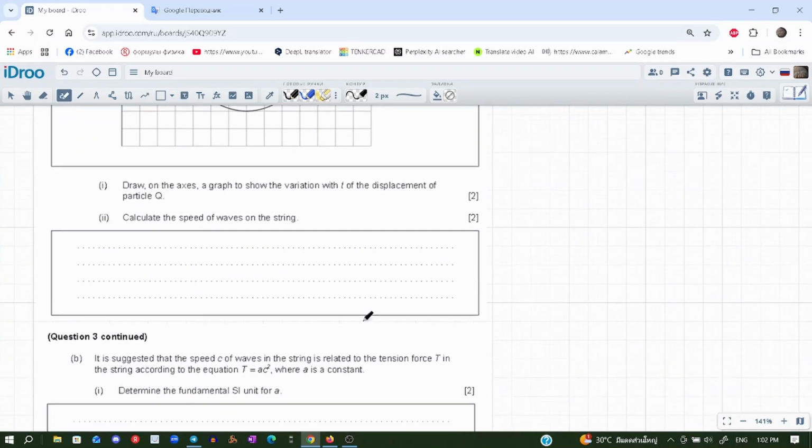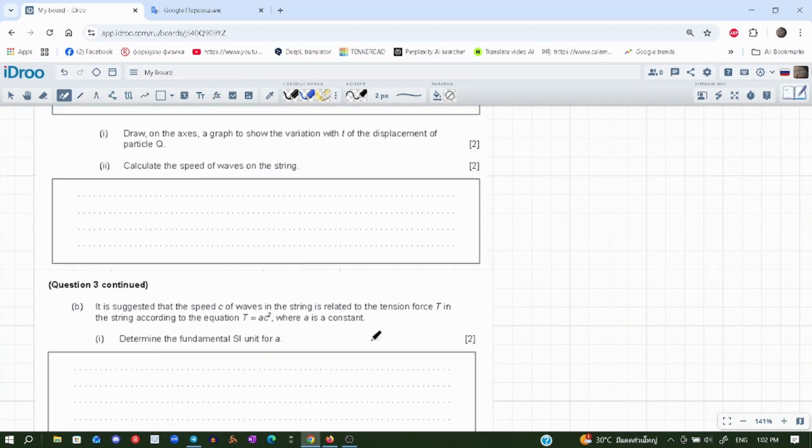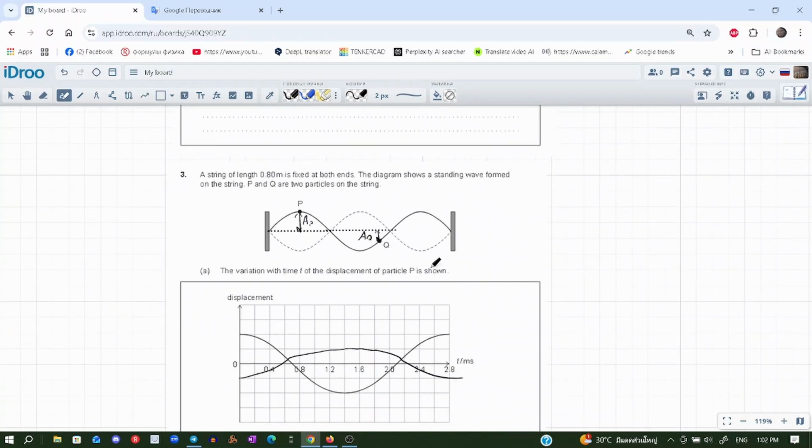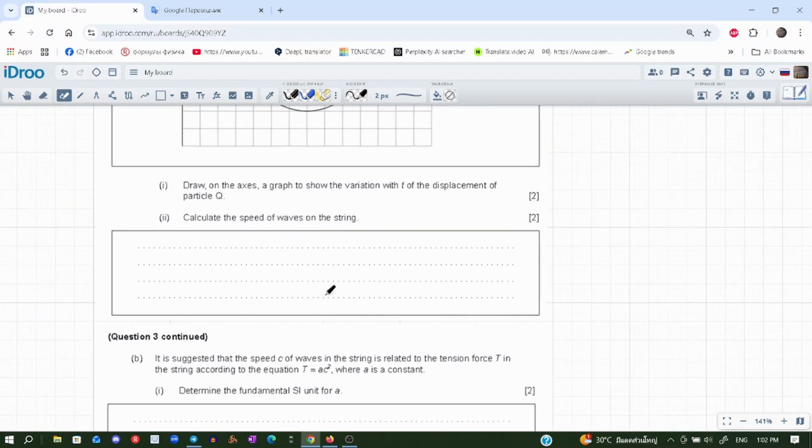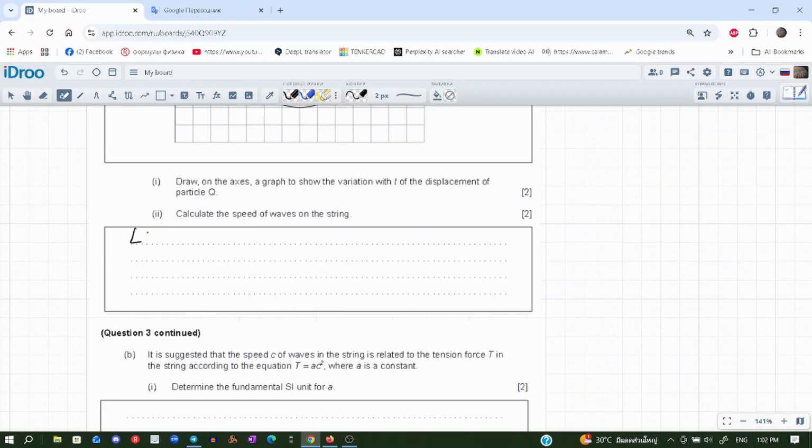Calculate the speed of waves on the string. Okay, this is a standing wave, and for this case, if it's closed at both ends, we can say that the length equals 1.5 times lambda. Lambda, the wavelength, equals 2/3 L, which is 1.6/3 meters.